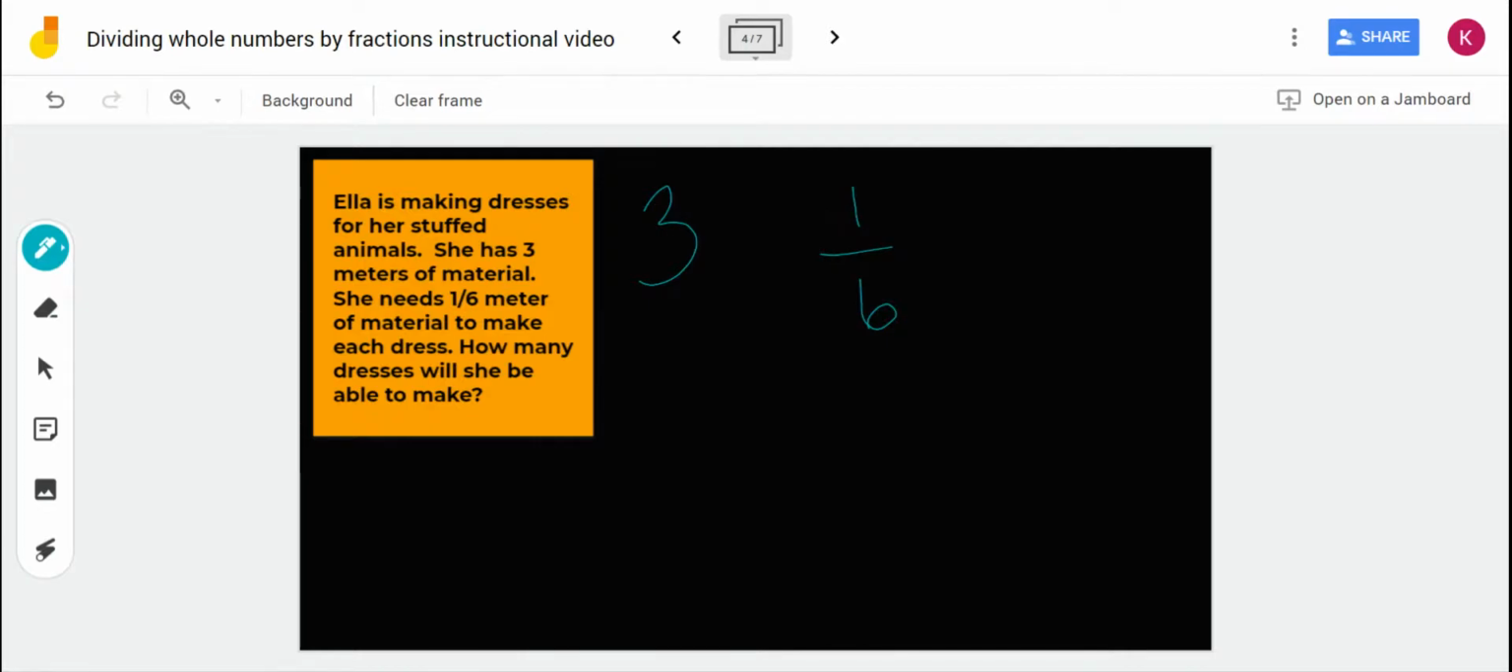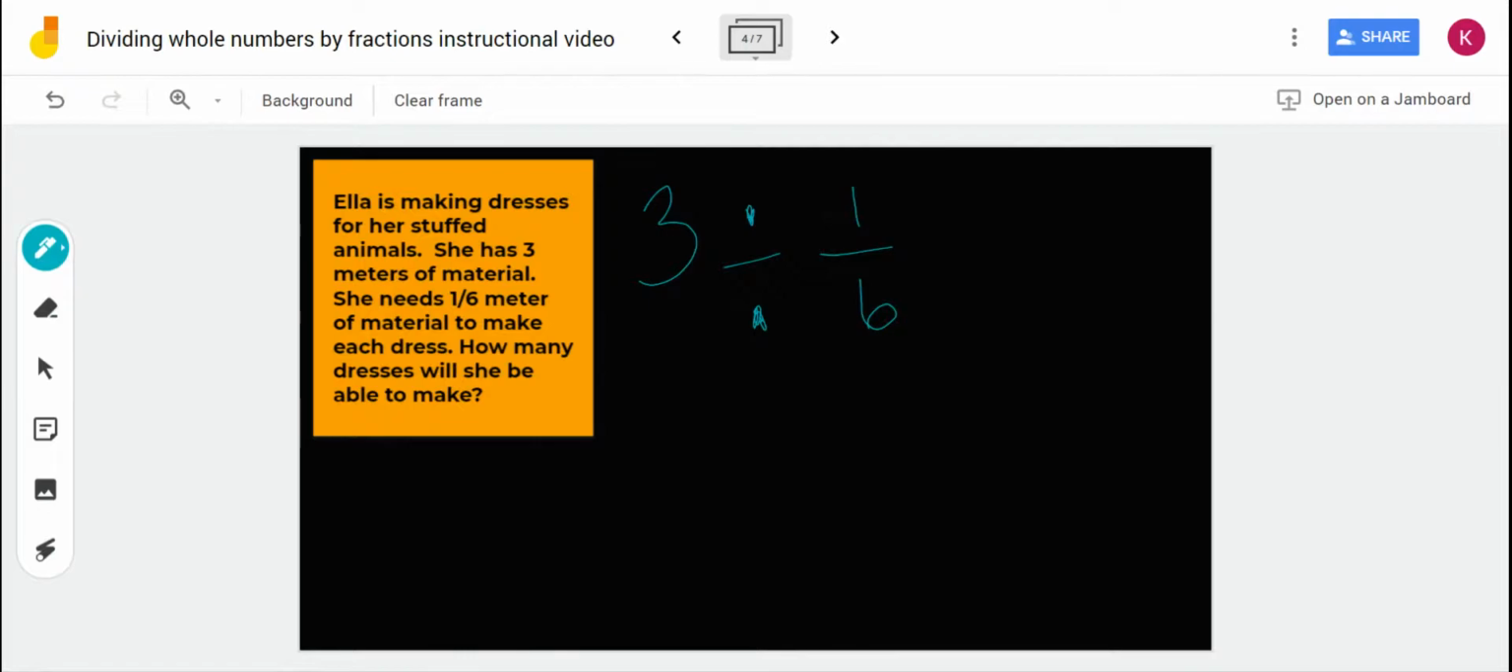If you could imagine this visual in your head, Ella would probably lay out all of the material she has first, and that's where this 3 comes from, and then she would cut it into the size pieces that she needs. So that's why that one comes second. And since she's cutting up that material into pieces, that's why we're dividing here.